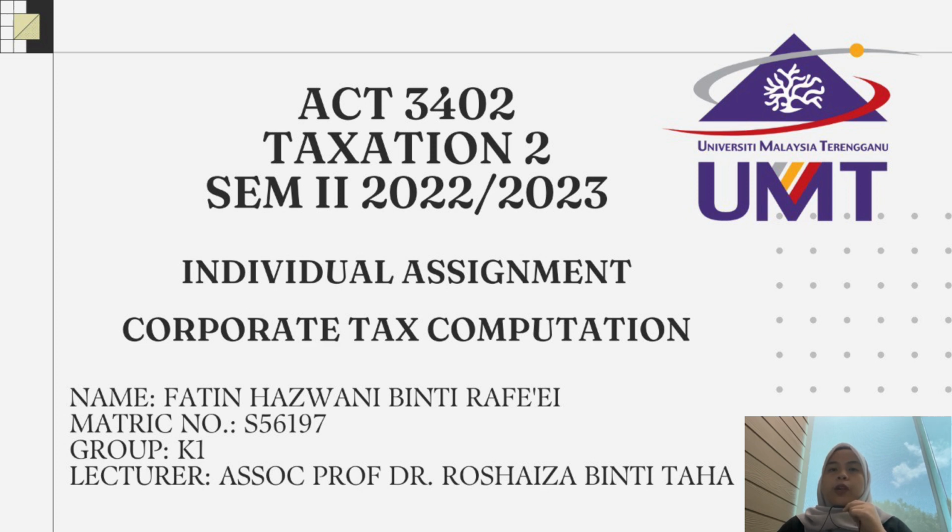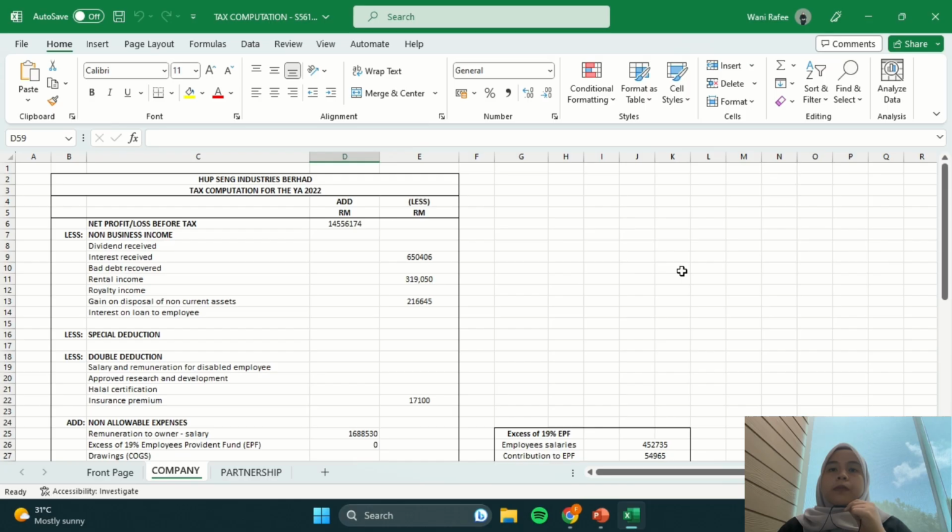In this video, I will present a tax computation for the company, or what we call a corporate tax computation. The company that I chose is Hapsin Industries Berhad. Hapsin Industries Berhad is a publicly listed company that manufactures a variety of biscuits and confectionery in Malaysia. Moving on to the computation.